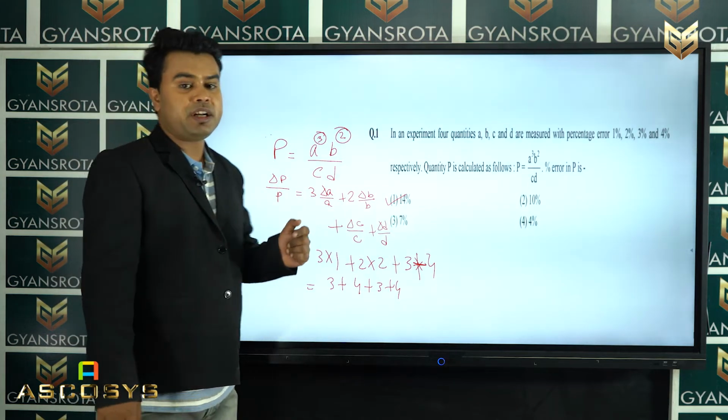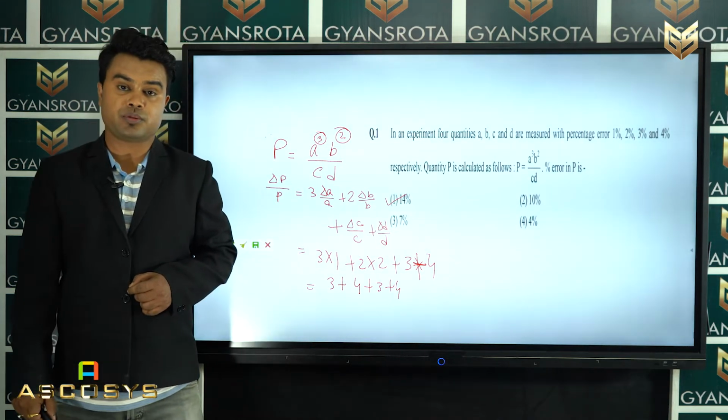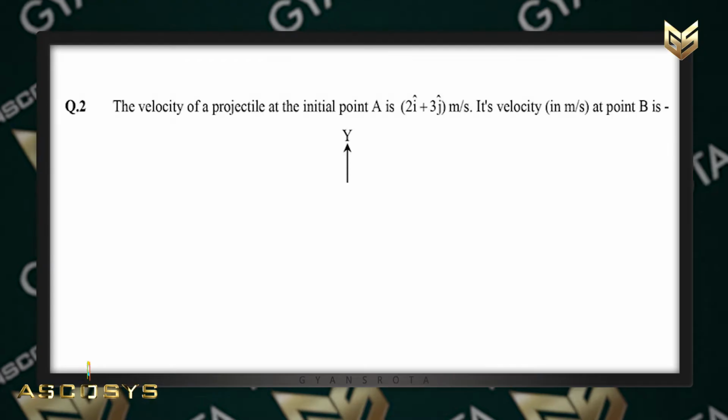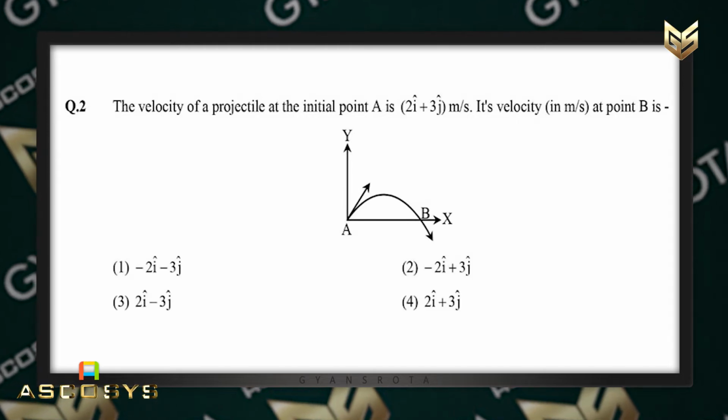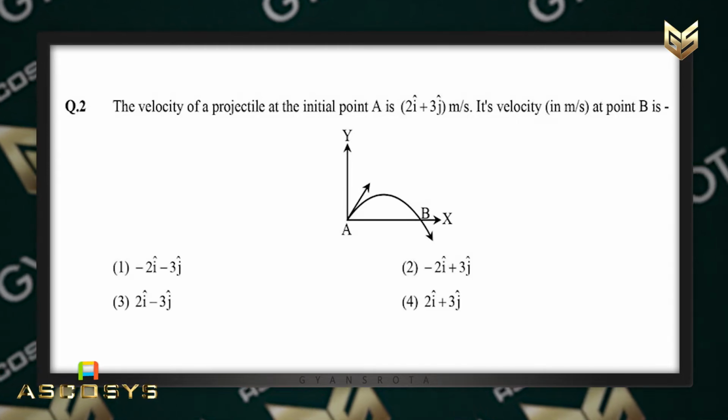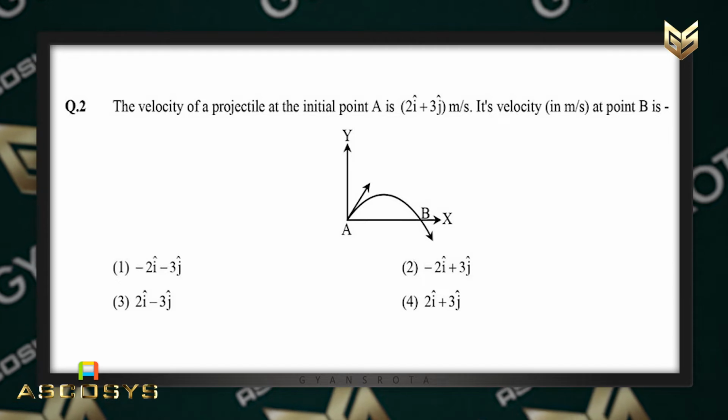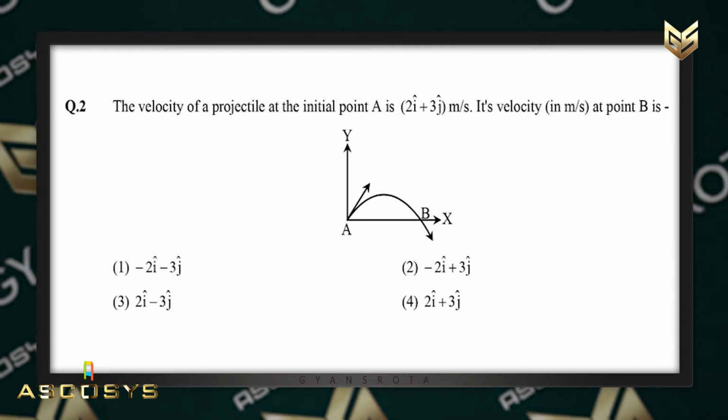So I have done this completely for you. Now let us do the next question, question number 2. The velocity of a projectile at the initial point A is 2 i cap plus 3 j cap meter per second. If the velocity in meters per second at point B is.